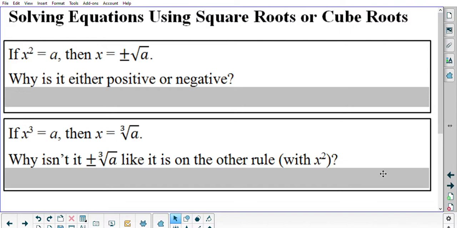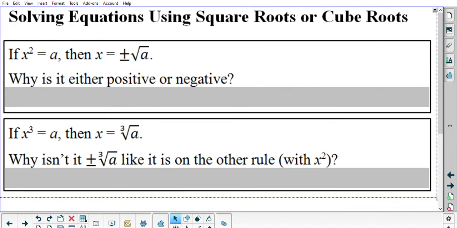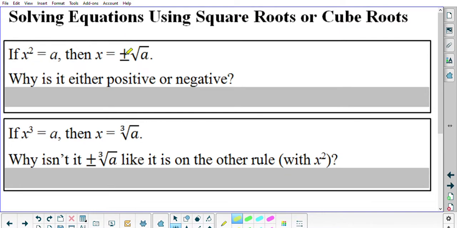All right, the very last part of your guided notes is on solving equations using square roots or cube roots. Follow along with me. If x to the second power equals a, then x, plain old x, not x squared, but just plain old x, would equal the positive or negative of the square root of a. That actually means two different answers. Positive or negative means it could be positive or it could be negative. So when you get the square root of a, it could be the positive of that answer, but it also could be the negative of that answer.